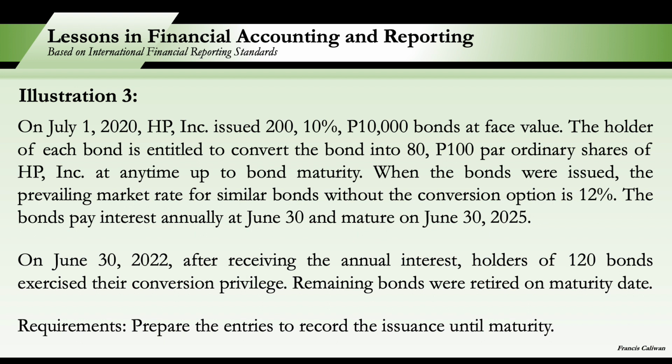Okay? When the bonds were issued, the prevailing market rate for similar bonds without the conversion option is 12%, and the bonds pay interest annually at June 30 and mature on June 30, 2025. So 5 years. So again, the fair value of the bonds without the conversion feature is not given. So we will use the present value of the bonds. On June 30, after receiving the annual interest, holders of 120 bonds exercised their conversion privilege. The remaining bonds were retired on maturity date. So in one problem, we have the conversion and we have the retirement. Prepare the entries to record the issuance until maturity.